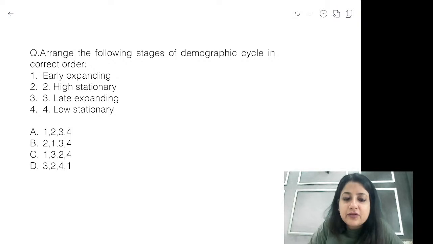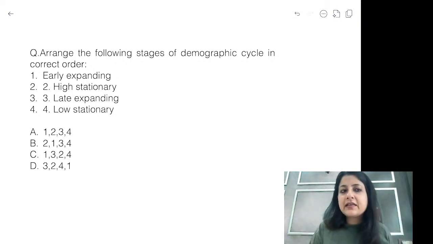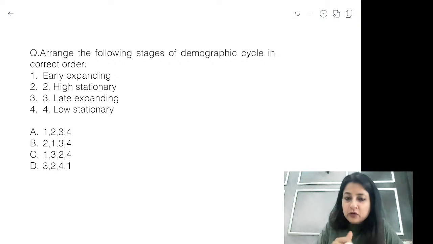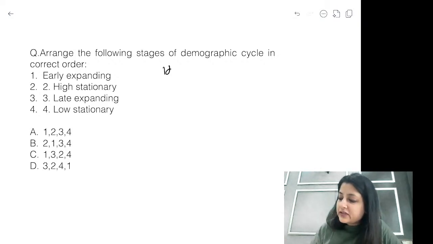Arrange the following stages of demographic cycle in correct order. What is your answer here? Let's see if you can do it. Instead of asking you directly, they can ask you to arrange it. Most of you are writing option B. We all know the first one is high stationary.